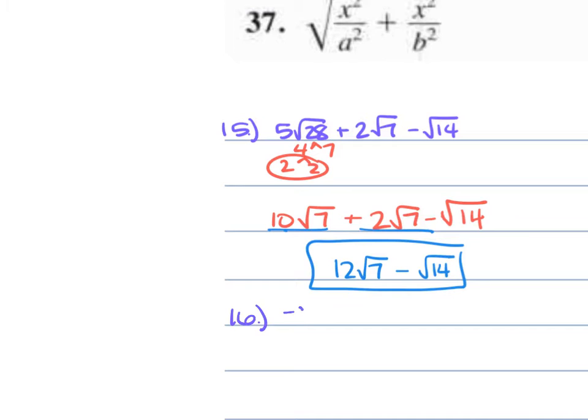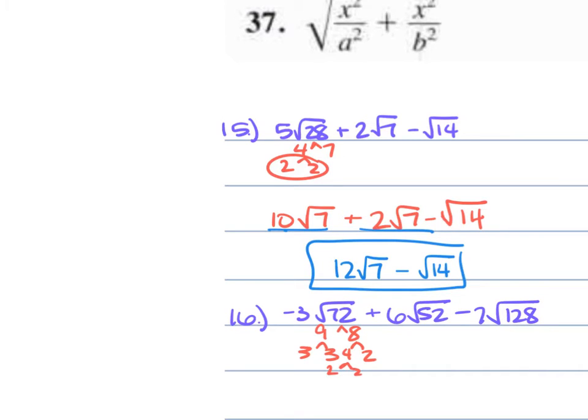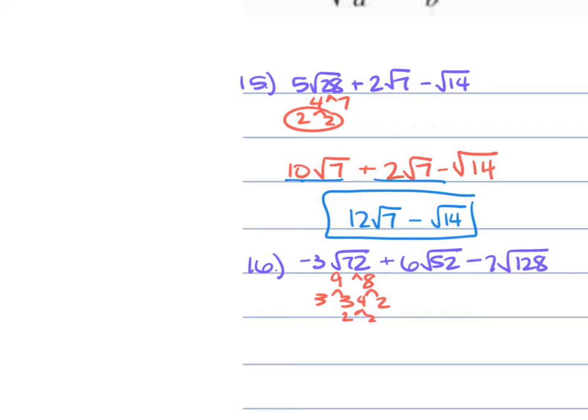For 16, we have negative 3 square root 72 plus 6 square root 52 minus 7 square root 128. So this 72 is 9 and 8. 9 is 3 and 3. 8 is 4 and 2. 4 is 2 and 2. So 6 square root 2 times negative 3 is negative 18 square root 2.